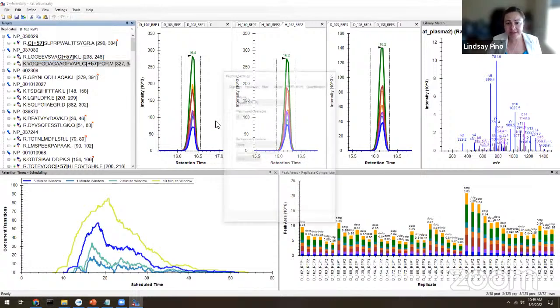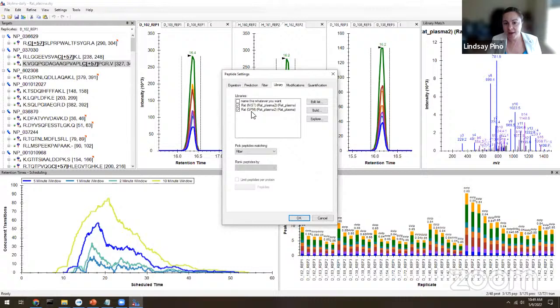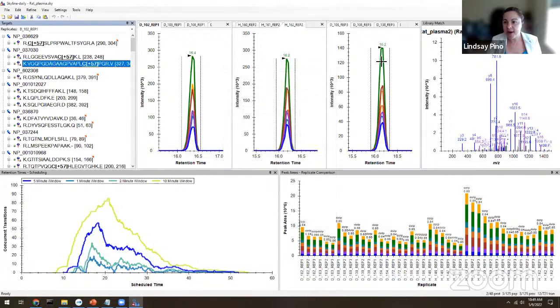With Settings, Peptide Settings, Library, you have these spectral library options. We'll try to drop some links to step-by-step tutorials in the chat. So now that peptide sequence is already associated with that spectral match. So this peptide sequence in Skyline has that prior knowledge of what the spectra should look like.